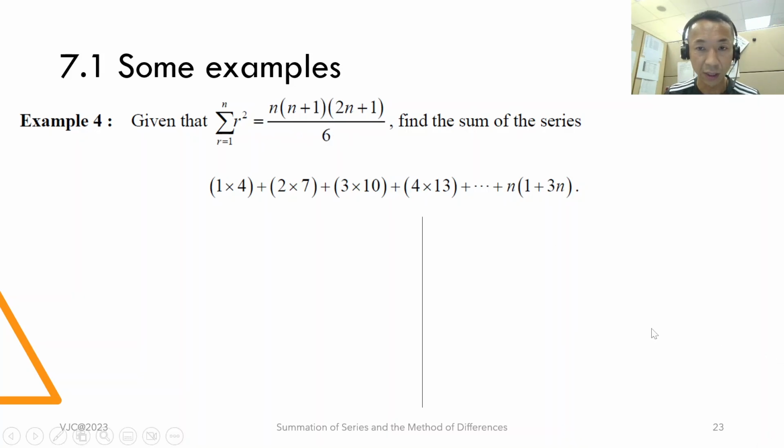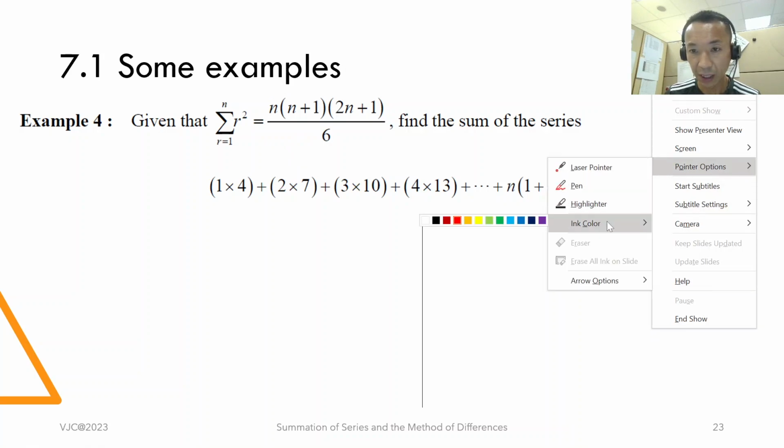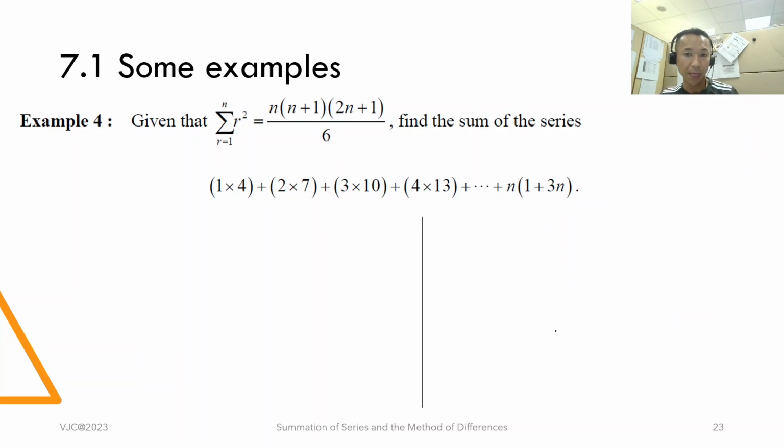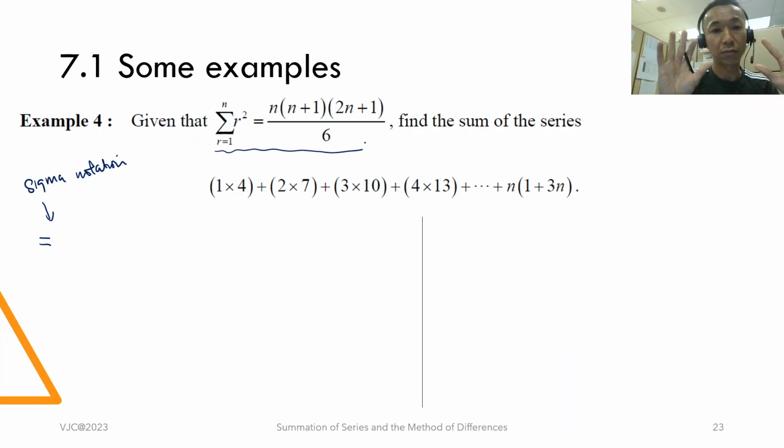Given this result, find the sum of the series. Let me change my ink color. Now, the first thing I want to do is to express this one in sigma notation, because the result I'm given here is in sigma notation. I will try my best to express the given sum in sigma notation. Let's try and do this.